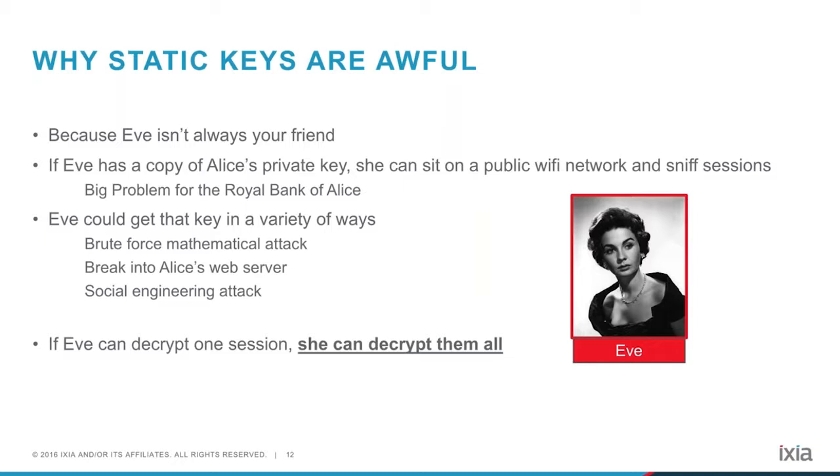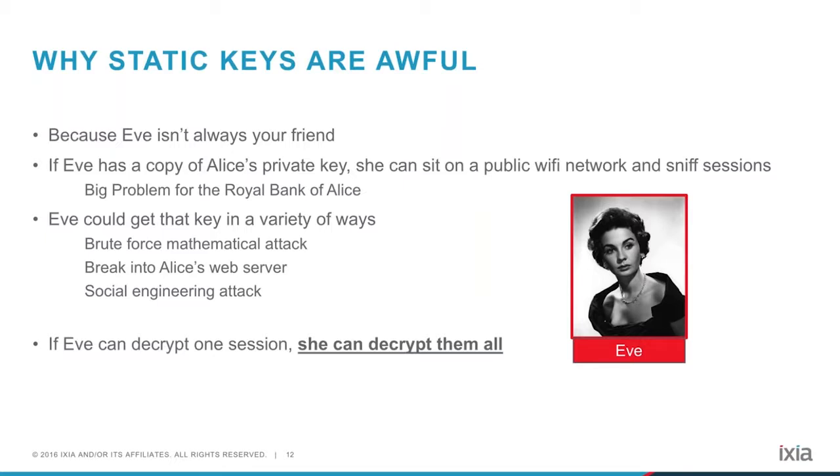If Eve can decrypt one session where someone is talking to Alice, then she can decrypt them all. She can decrypt all sessions where anyone is talking to Alice. Obviously, that's a big problem, right? That poses serious security problems, because if a bank, Amazon, or any other online retailer has the sanctity of their private keys compromised, then any sessions with that site are susceptible to interception.